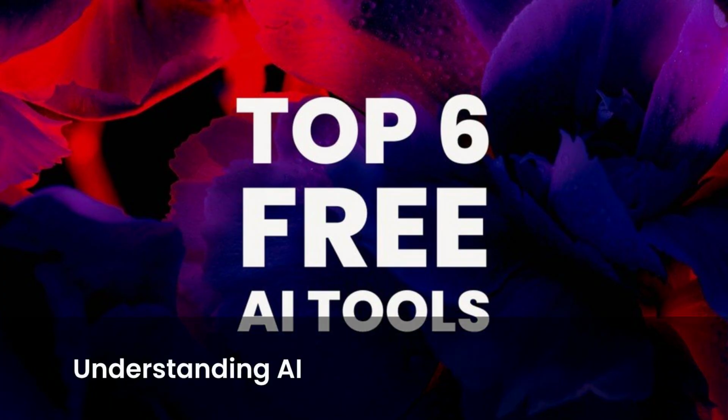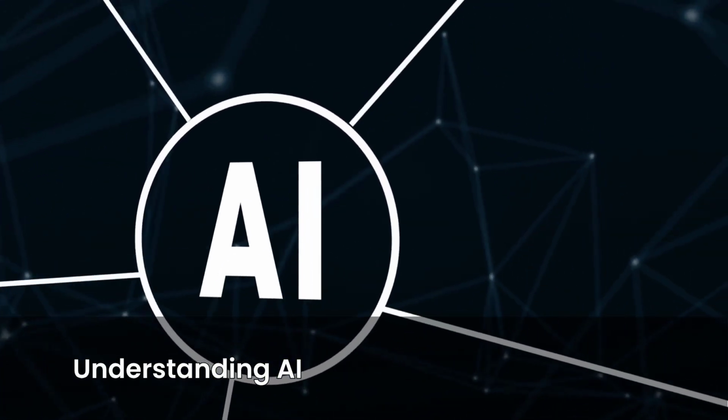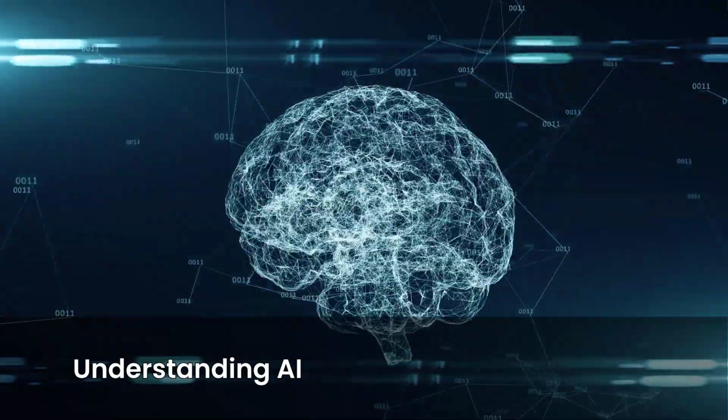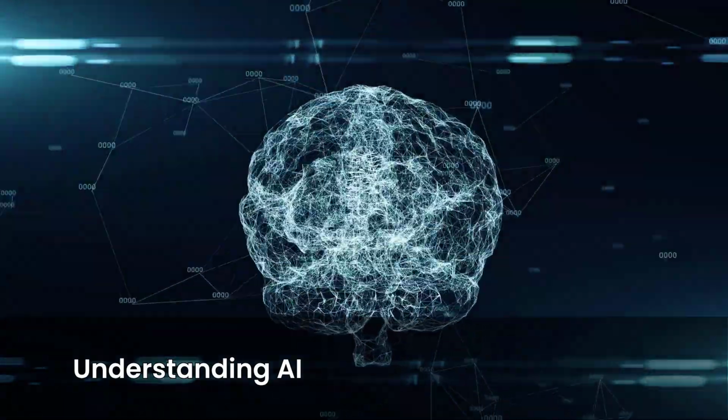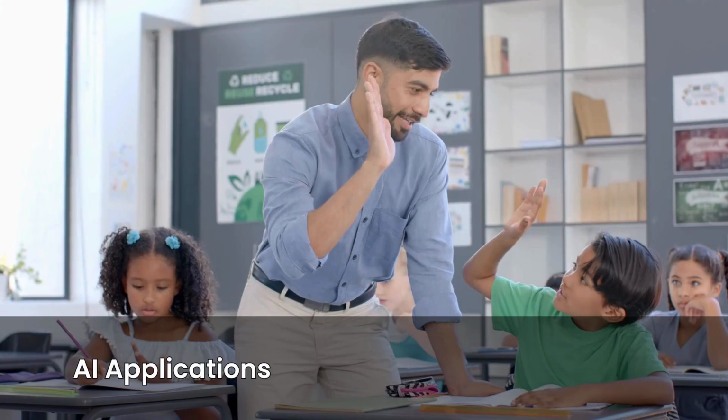AI involves programming computers to mimic human-like decision-making and problem-solving. These systems process and interpret data to make informed choices. AI applies to various fields, including computer science and neuroscience. AI's applications are vast and growing.